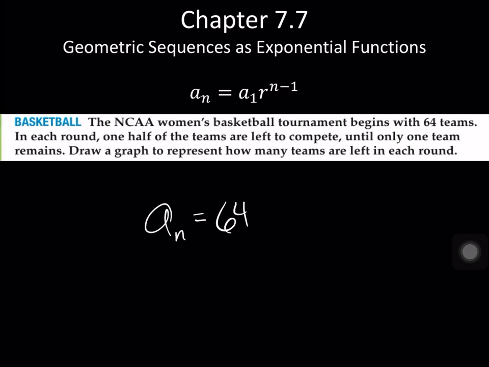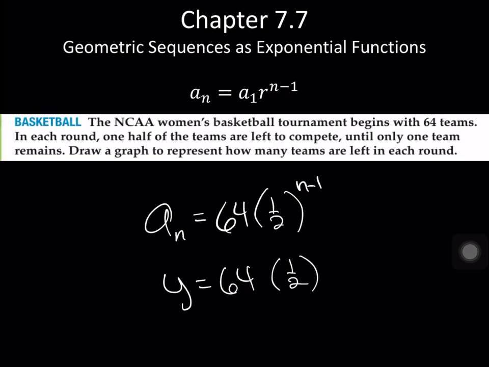In each round, 1/2 of the teams are left. So we get rid of half every time. So 64 times 1/2 would get us down to 32, times 1/2 would get us down to 16. So 1/2 is our r, and then n minus 1 just goes up top. Right? Now, again, we won't do this now, but when we get ready to graph this, this becomes y equals 64 times 1/2 to the x minus 1. Okay? And that's how that would work.